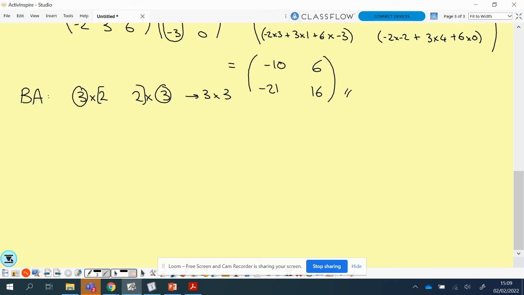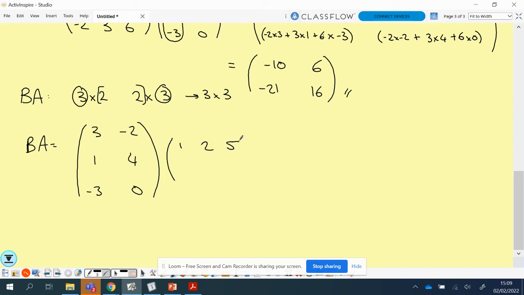So let's do B times A. So B times A, that's going to be our matrix 3, negative 2, 1, 4, negative 3, 0. That's going to multiply the matrix 1, 2, 5, negative 2, 3, 6. Okay. And let's work out what that would give me there. So I'm going to have a 3 by 3 matrix.